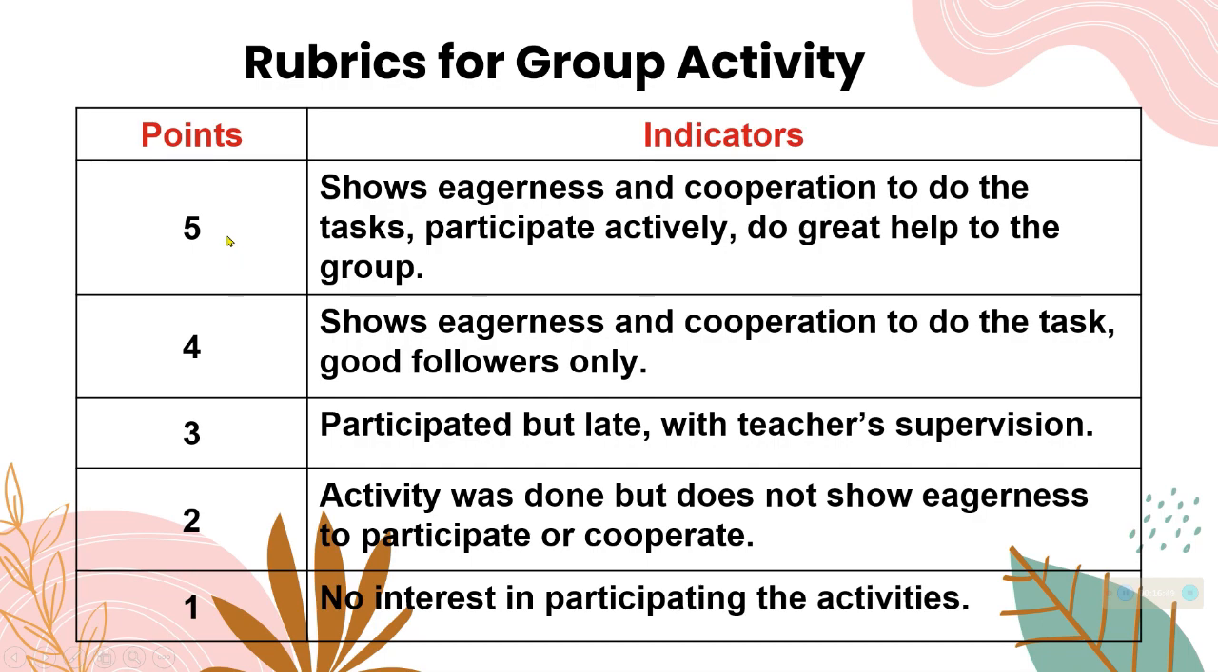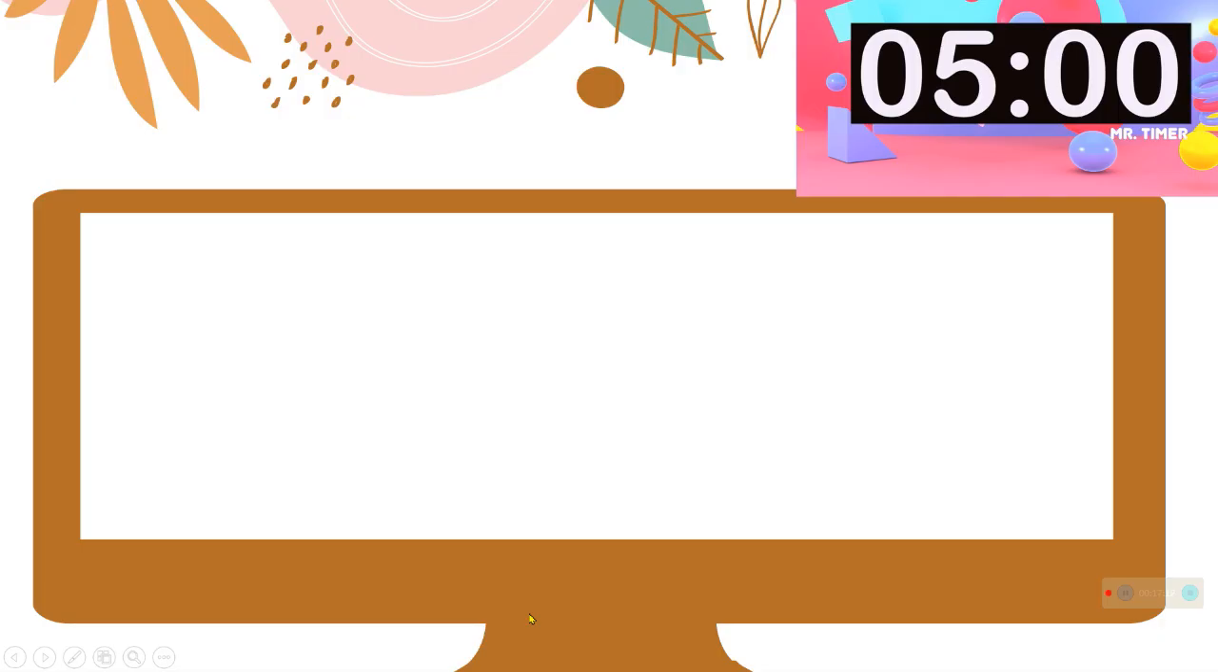So, the rubrics for your group activity are the following. You will get 5 points if you show eagerness and cooperation to do the task, participate actively, and do great help to the group. 4 points if you show eagerness and cooperation to do the task, good followers only. 3 points if you have participated but late, with teacher's supervision. 2 points if the activity was done but does not show eagerness to participate or cooperate. 1 point if no interest in participating in the activities. Okay? So, let's now proceed.